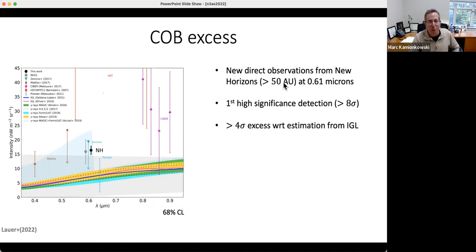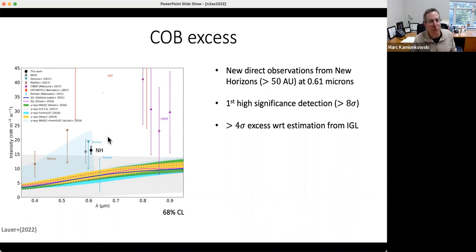And Marc Postman and Todd Lauer got in touch with the New Horizons team and convinced them to point the telescope at some random empty point in this region of the sky. And they just stared and measured the intensity of the sky, the brightness of the sky, at a wavelength of approximately 0.6 microns. I think strictly speaking, it's a broad band that goes from about 0.4 to 0.9.